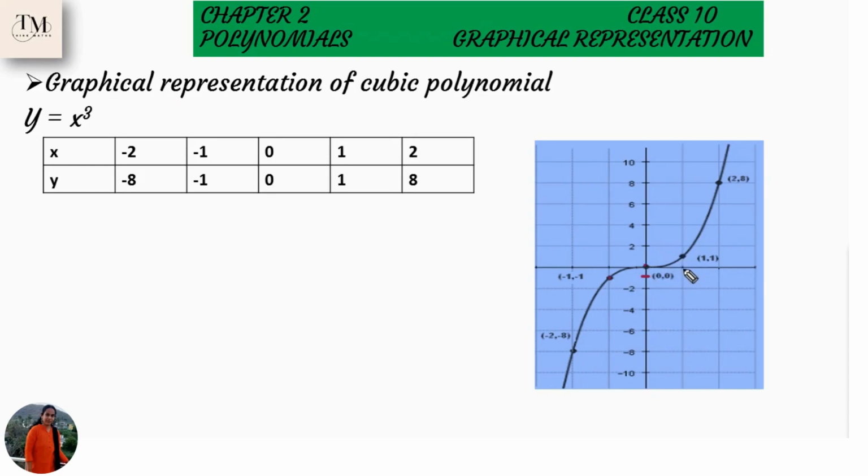Next 1 comma 1. So for x, 1 is here. So 1 will be in between. Okay. This is 0. This is 2. So 1 will be in between. So 1 comma 1 will be plotted here.